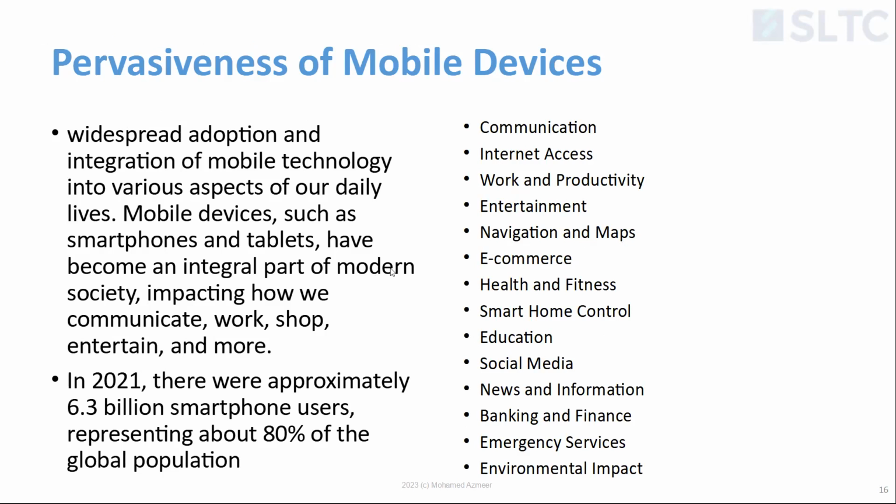Okay, now we also looked at pervasiveness earlier, right? If you look at it in detail, look at where the phones are used. Widespread adoption and integration of mobile technology in various aspects. If you look at the second point there, in 2021, there were approximately 6.3 billion smartphone users. That is about 80% of the global population. Does anybody know what the global population is? What is our global population? Anyone know?